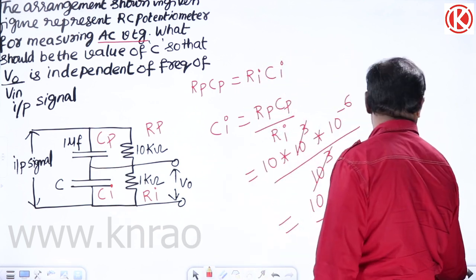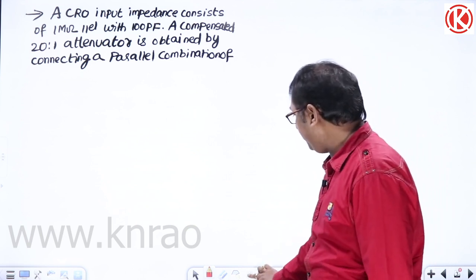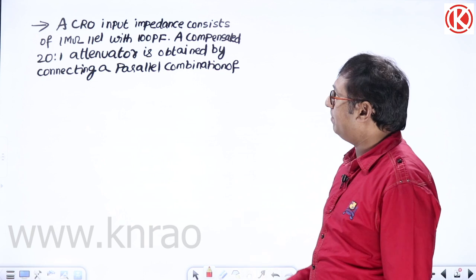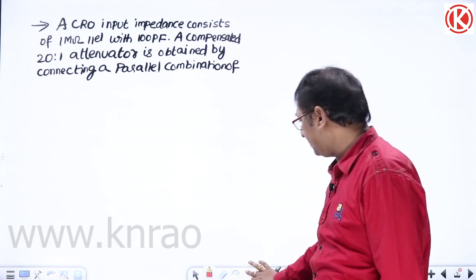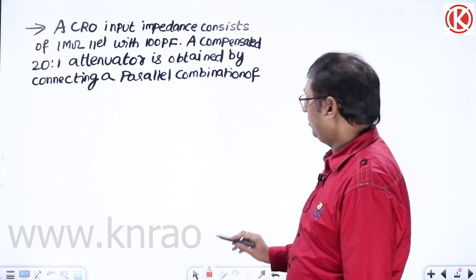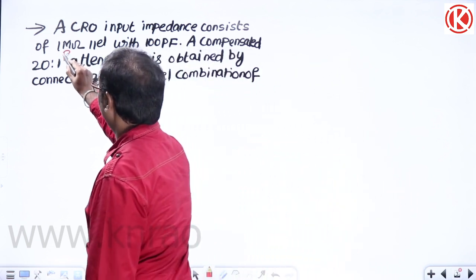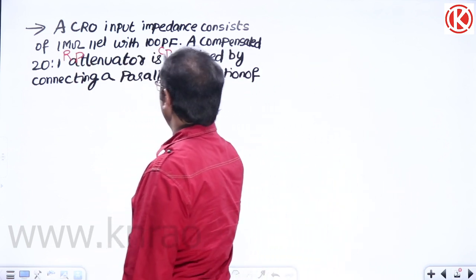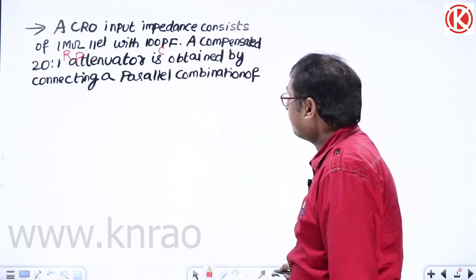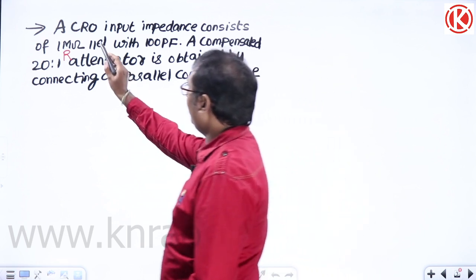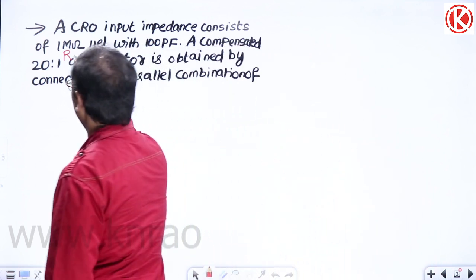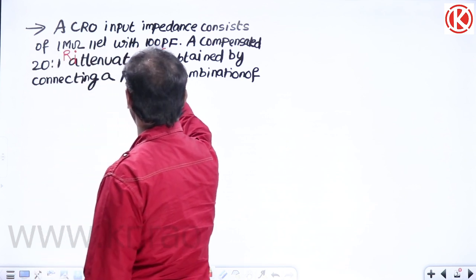Okay, right. Next question. A CRO input impedance consists of 1 mega ohm in parallel with 100 picofarads. Hope this is visible. 1 mega ohm in parallel with 100 picofarads. Means this is your RI and this is your CI. Why? Because the CRO input impedance he has given. CRO input impedance he has given RI, and this is your CI.